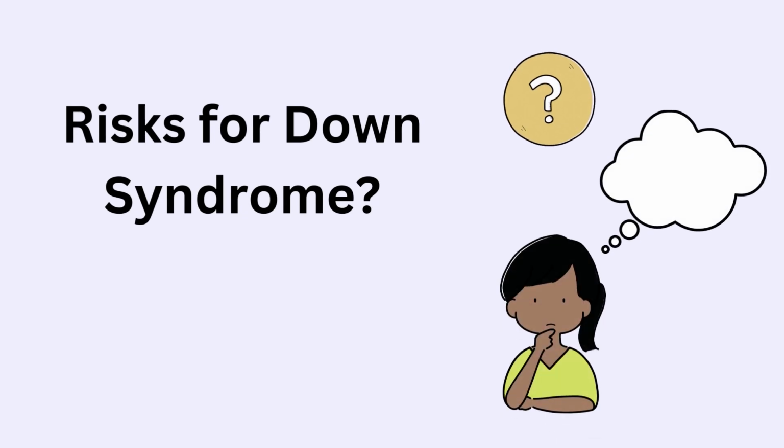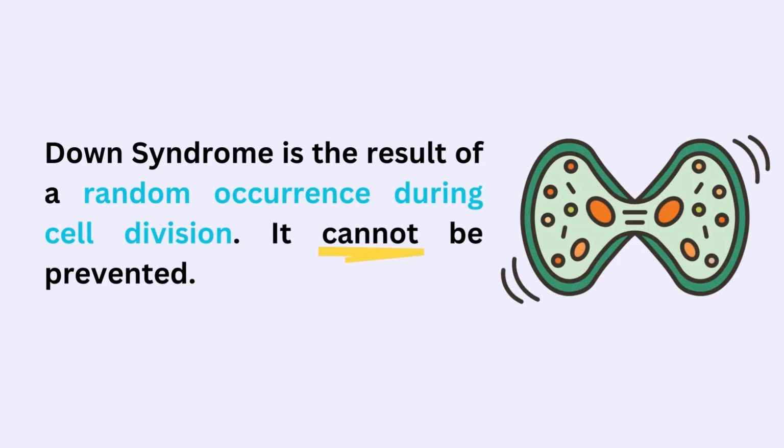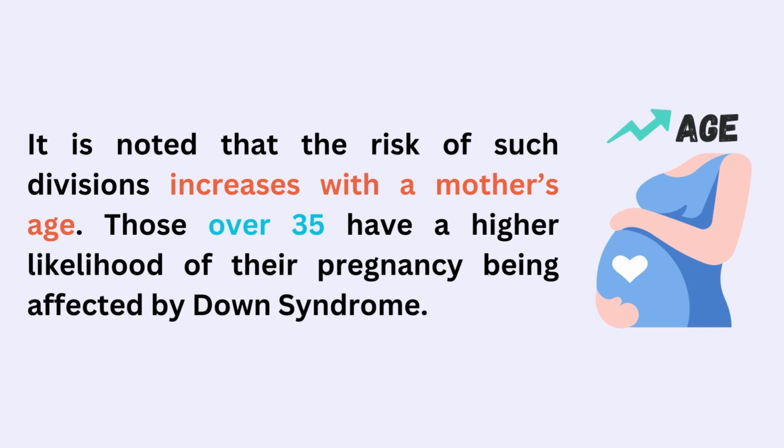Now that we've discussed what Down syndrome is, you may be wondering what the risk factors for having it are. Well, Down syndrome is the result of a random occurrence during cell division. It cannot be prevented. However, the risk of such divisions does increase with a mother's age. Those over 35 have a higher likelihood of their pregnancy being affected by Down syndrome.